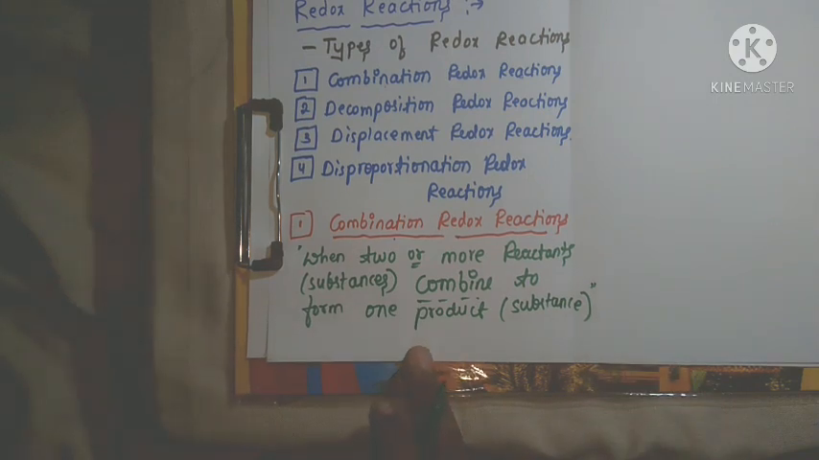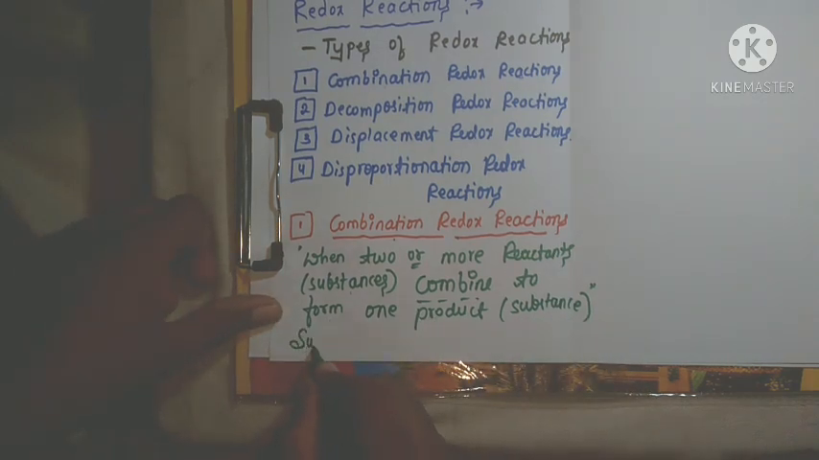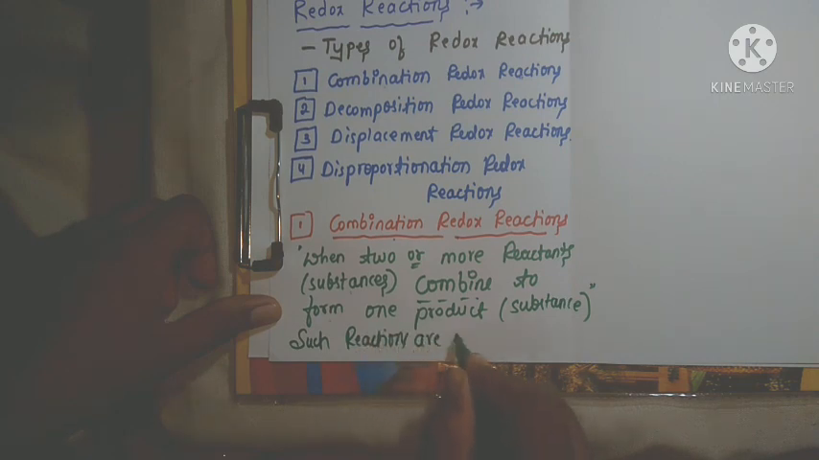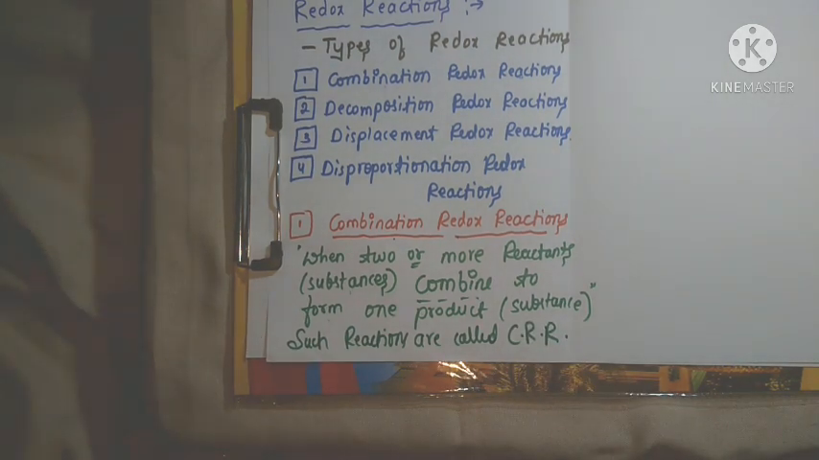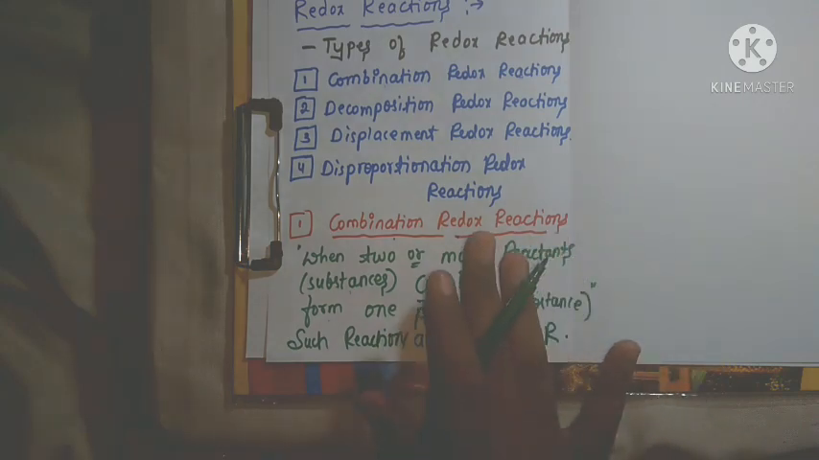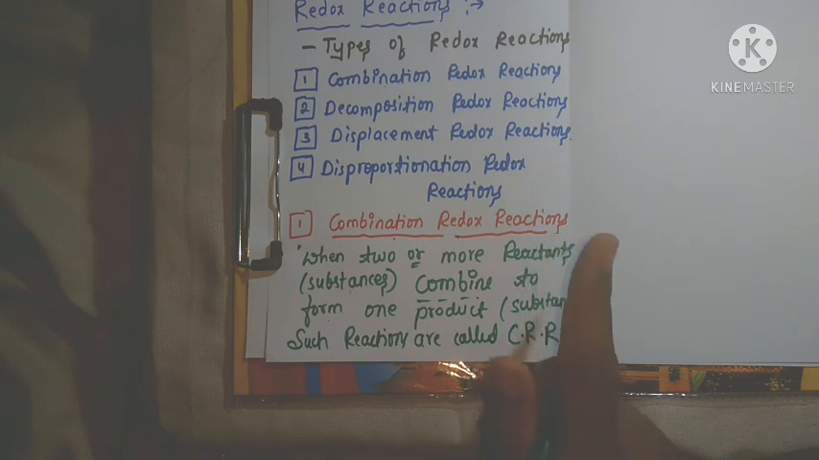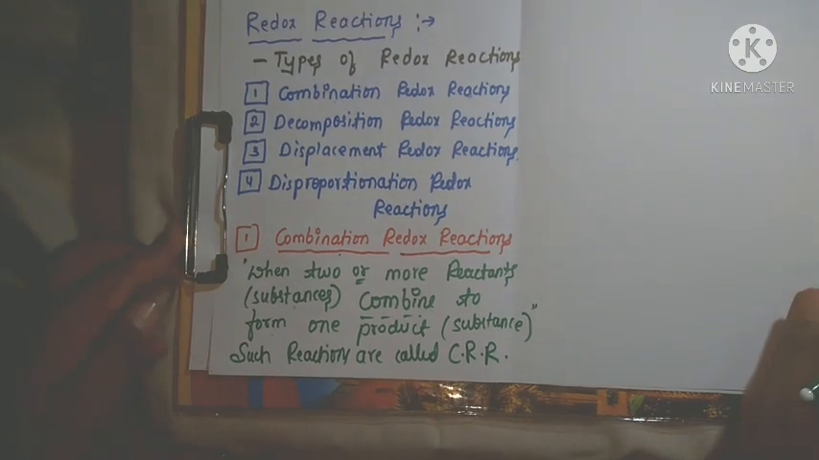Such type of reactions are called as what? Combination reactions. What is meant by combination reactions? The reactions in which two or more reactants combine and form only one product or substance. Such reactions are called combination redox reactions. Right, this is the definition for the combination redox reaction. Just remember, when two or more reactants combine and form only one product, such type of reactions are called as what? Combination redox reactions.